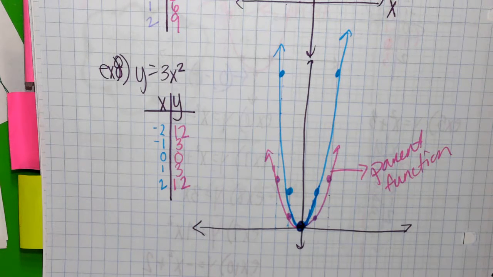So not adding because that moves it up. Not subtracting because that moves it down. Multiplying makes it skinnier. So what would we do? Divide. Yes, we would divide. Or we could multiply it by what?